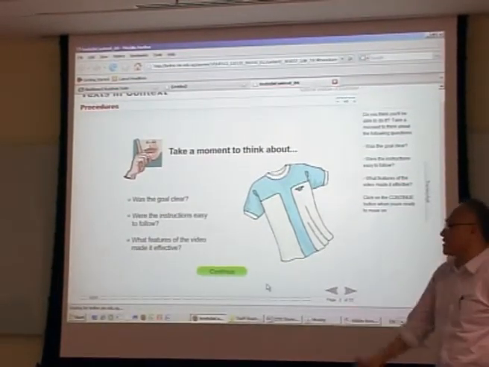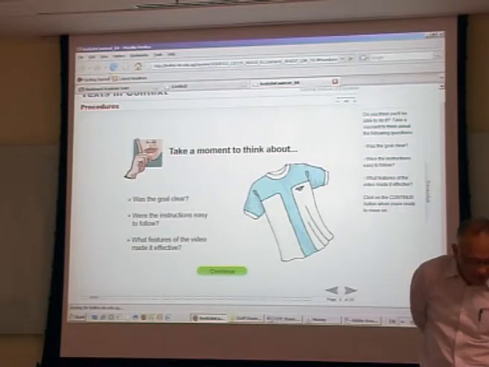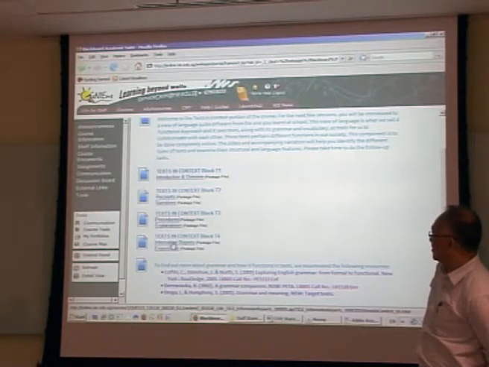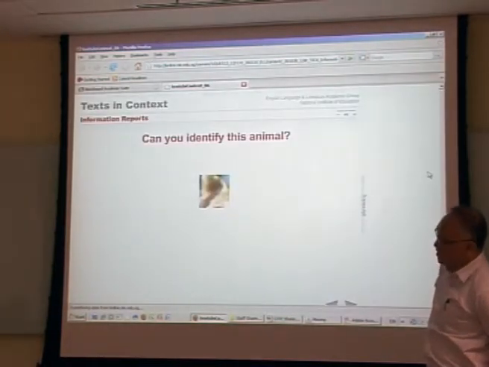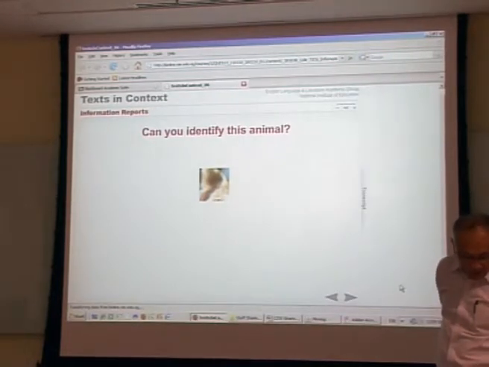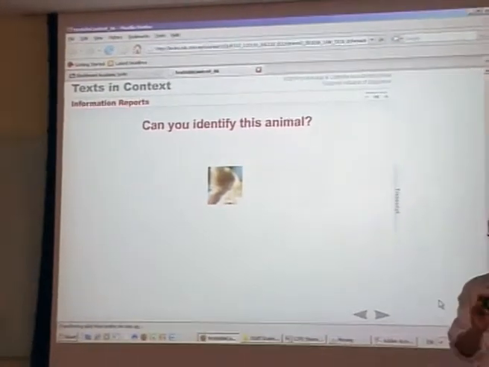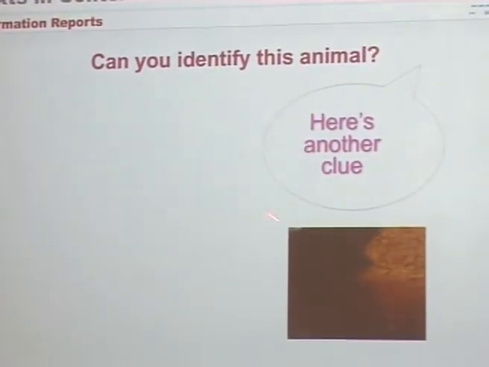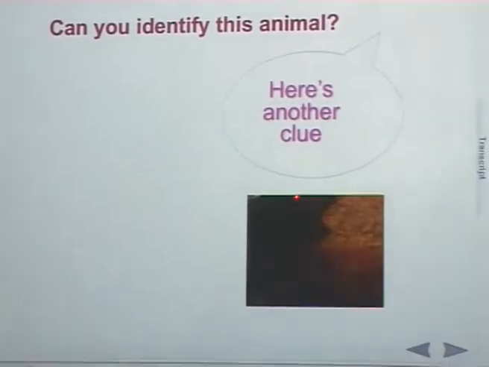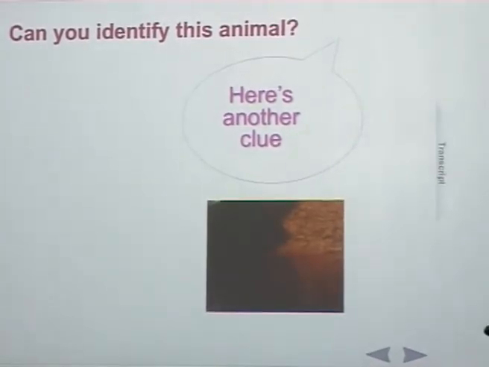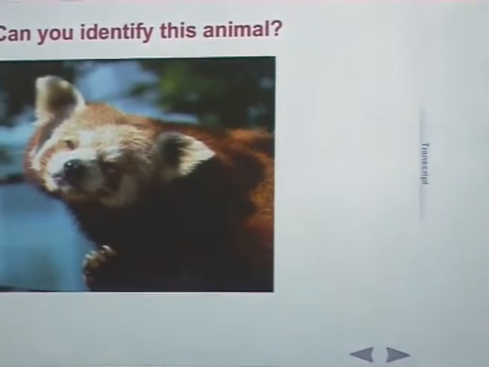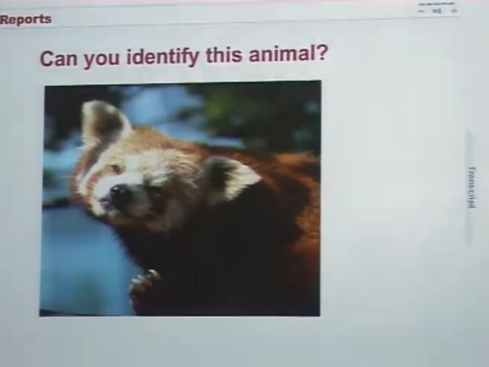Let's take a look at another text. Let's look at information text. Can you identify this animal? Okay. What I want to show is that just now in the pedagogical grammar, there's no visuals, no images. So here's another clue. We can actually use images and videos to show, did you get it? Okay. And what I want to show next is on page 22. Red panda.